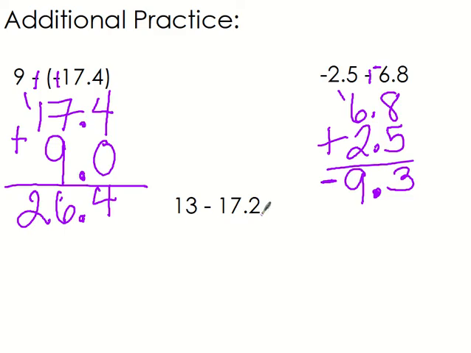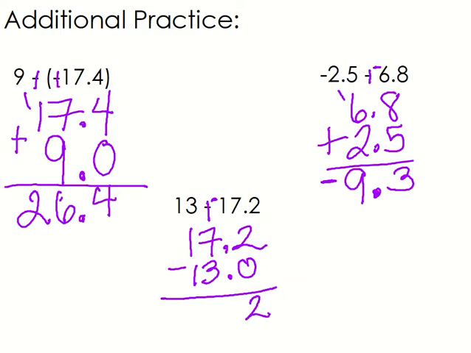13 and 7, might take away 17 and 2/10. Add the opposite. They're different signs, so I'm going to subtract 17 and 2/10 take away 13 and 0/10. So 2, 4, 0. Bring my decimal down. 17 had a greater absolute value, so it is -4 and 2/10.